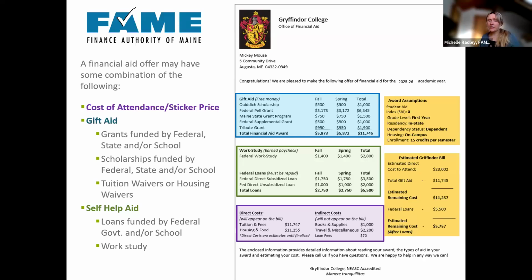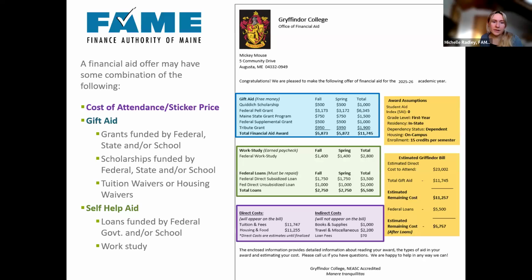So indirect costs are things that typically we like students to budget for. There are costs that they're going to incur, but it won't be directly billed for them. So this is things like books and supplies, travel. So maybe they need gas money. And then you see on this one in particular, it has things like loan fees. A lot of them don't even include that. So that's pretty nicely done on this award as well.